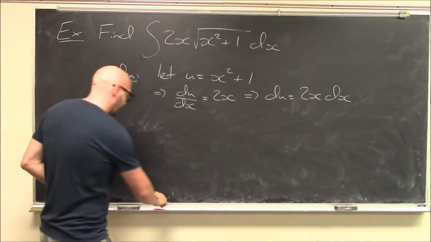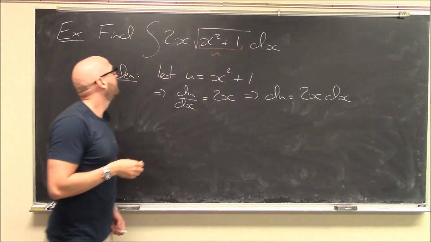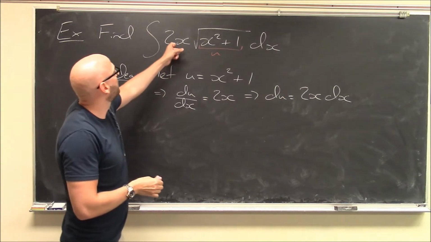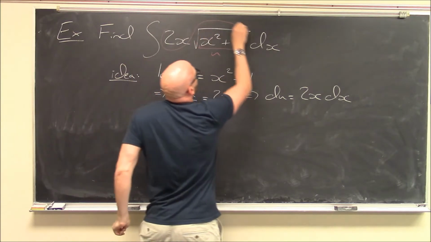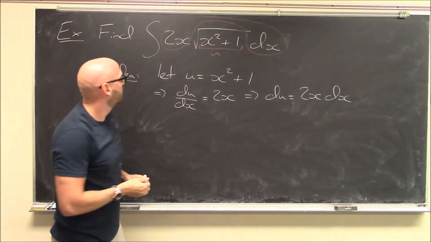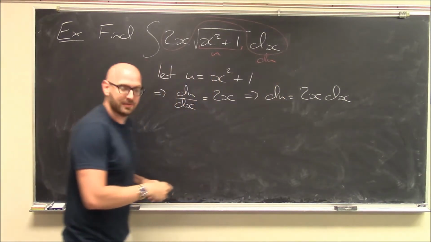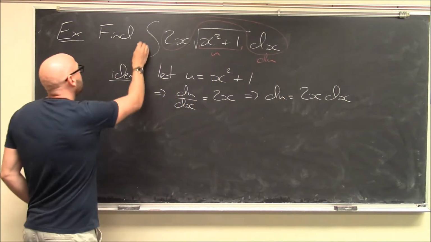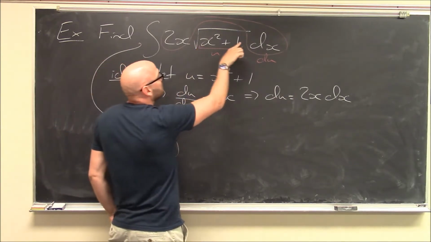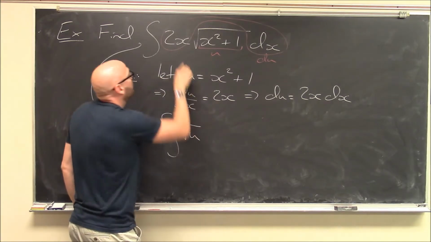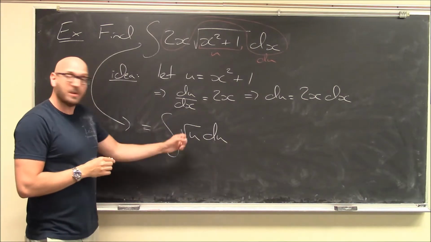Well, that's really nice, right? Because this is going to become the square root of u. But what's left over? Left over, I have 2x times dx. What is 2x times dx equal to? It's equal to du. Meaning under this substitution, this integral has turned into the integral of just the square root of u, and 2x dx is du. And that's a much easier integral, right?